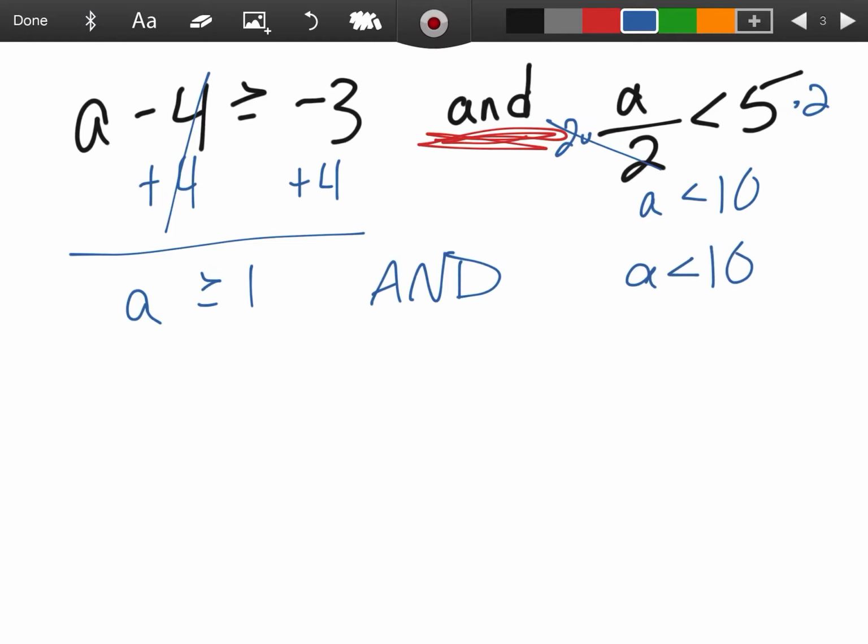Well, if we were to throw this on a number line, I'm looking for where the two of these intersect. I'm actually going to write this in green. A is less than 10. So I'm looking for where the two of these intersect.